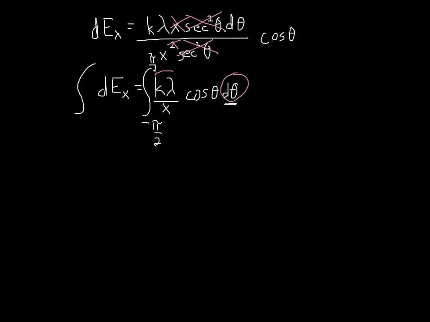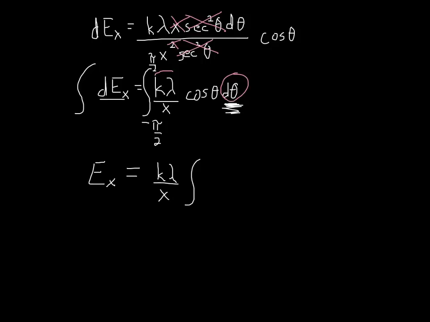I'm not too concerned about the variables of integration for my dEx, because the integral of a derivative just gives me that variable out. The integral of the derivative is the variable. Then that's going to be equal to k times lambda divided by x. All of those variables are completely independent of my theta. They don't depend on theta at all, so I can yank them out of my integral.